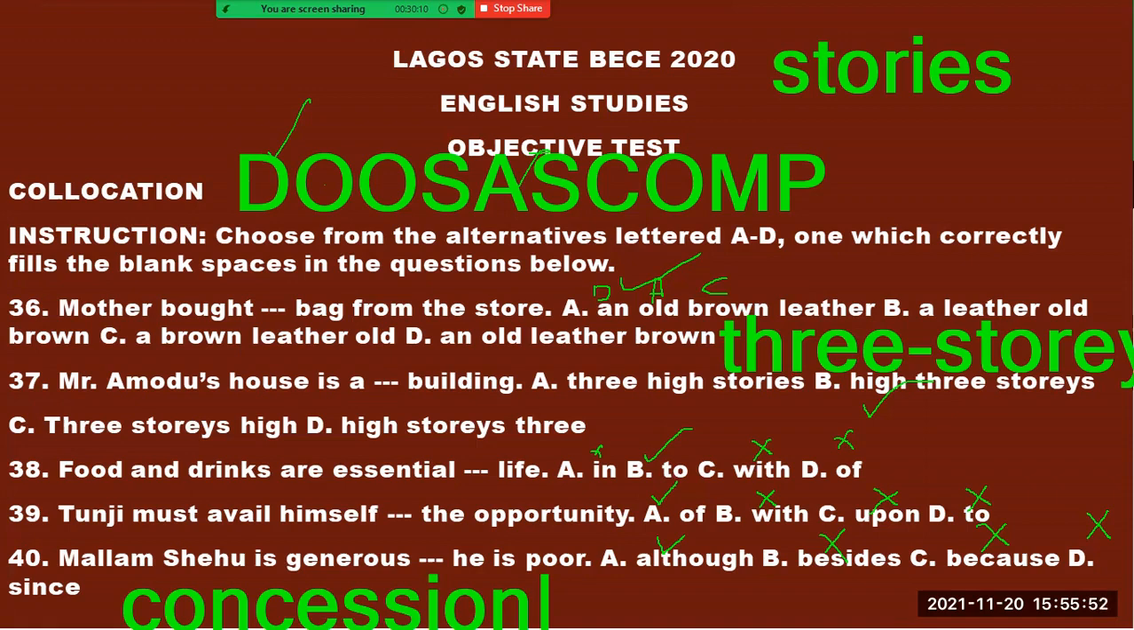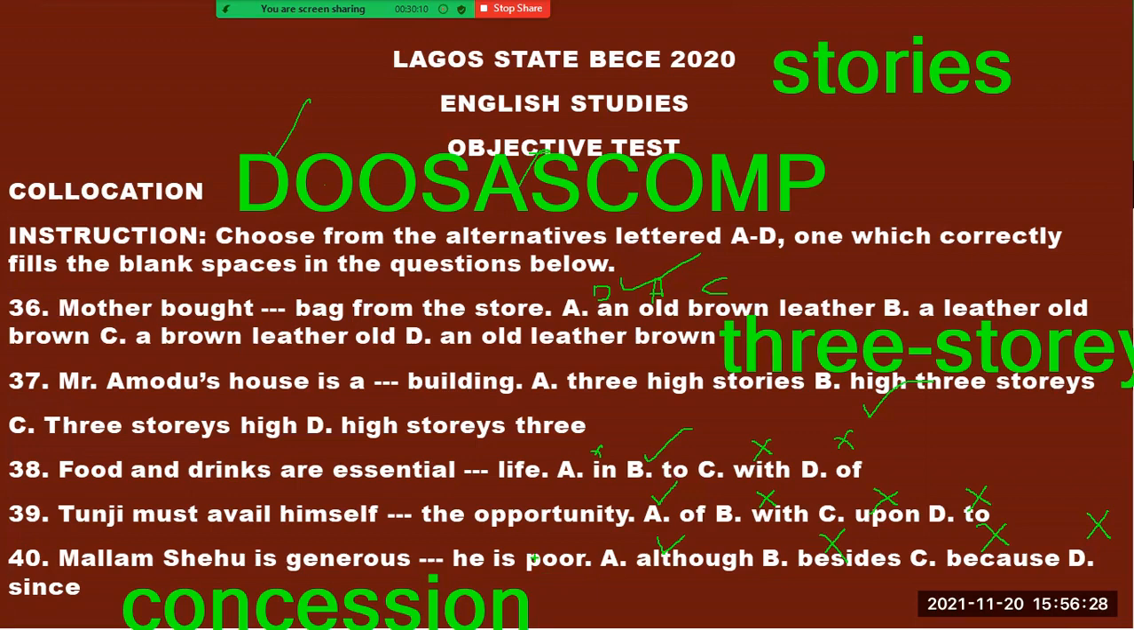Malam Shehu is generous, although he is poor. It is not common to find people who are poor and generous at the same time. So for Malam Shehu to be generous and yet poor, he is unique. And so we use the word although. It's an exceptional case. Malam Shehu is generous, although he is poor. All right? So this is where we are going to draw the curtain in today's lesson.